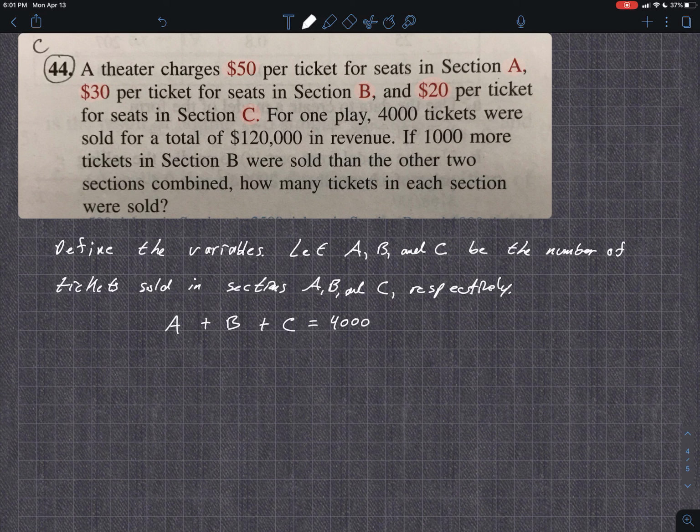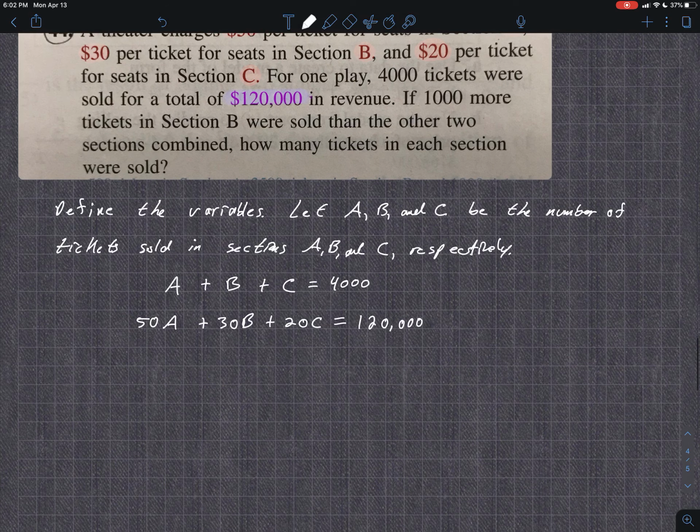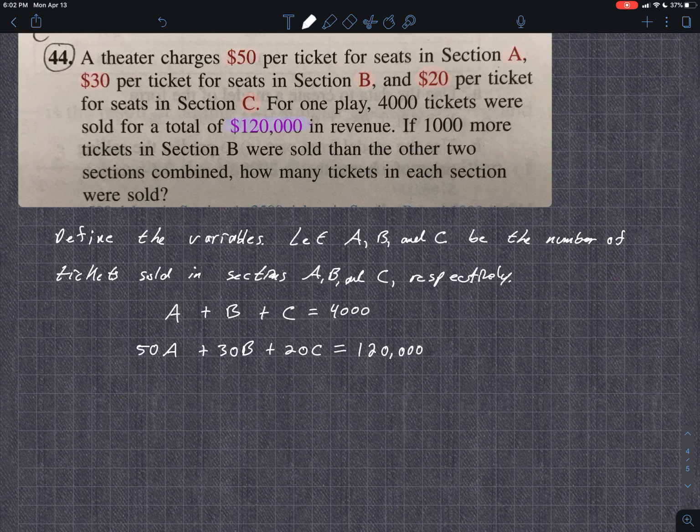So then the next one is revenue. If you multiply A, B, and C by the cost, you get your revenue. So it was $50 times A plus $30 times B plus $20 times C. And then what was the revenue? The revenue is right here. The revenue is 120,000. Okay, so that's your first 2 equations, somewhat easier than the next piece.